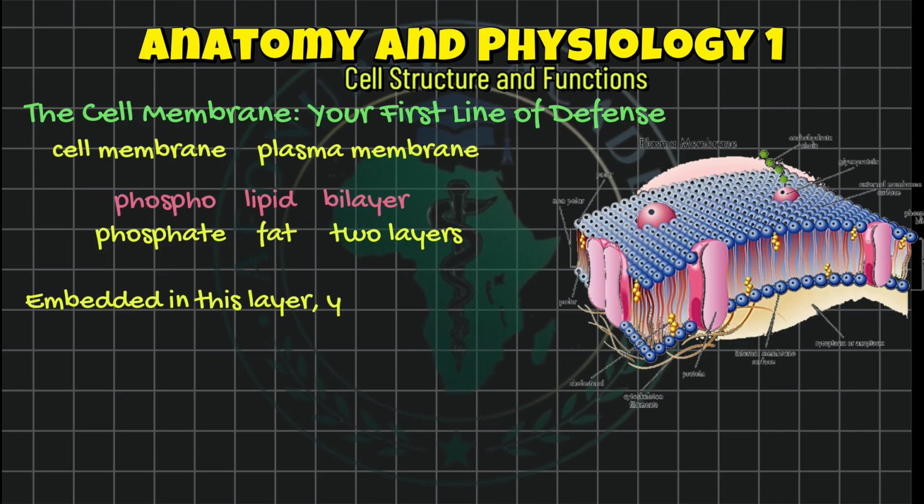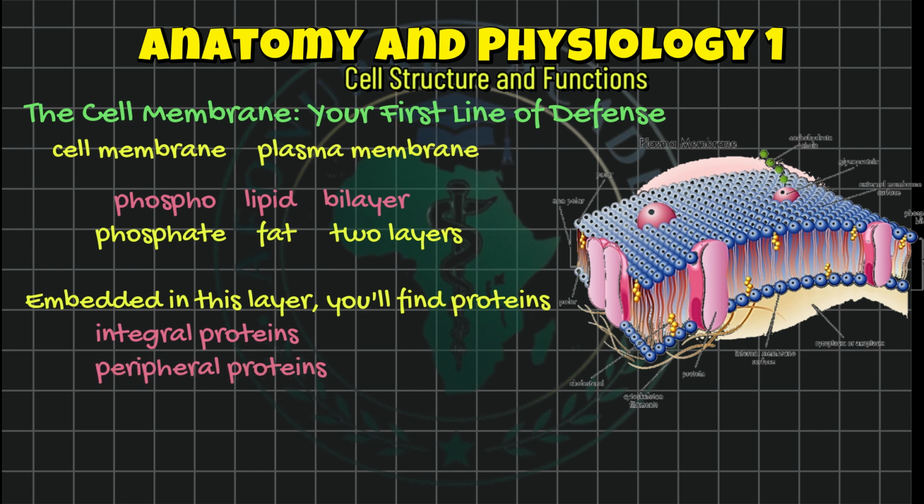Embedded in this layer, you'll find proteins. Some proteins span the entire membrane. These are called integral proteins. Others are attached to just one side. We call these peripheral proteins. There are also cholesterol molecules scattered throughout, giving the membrane stability and flexibility.